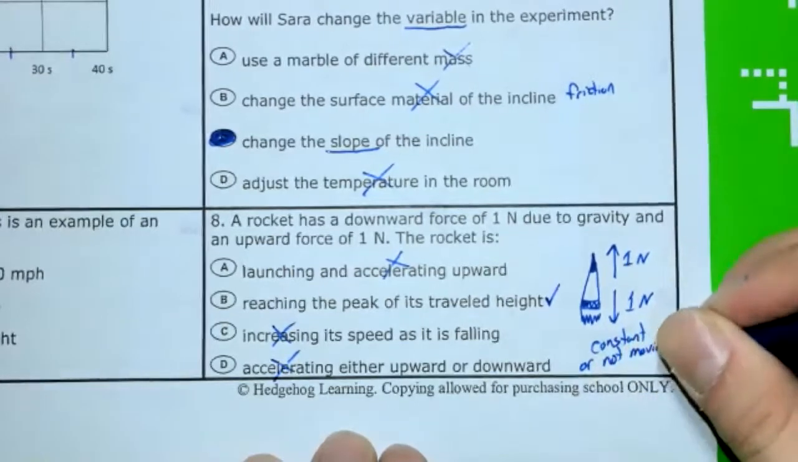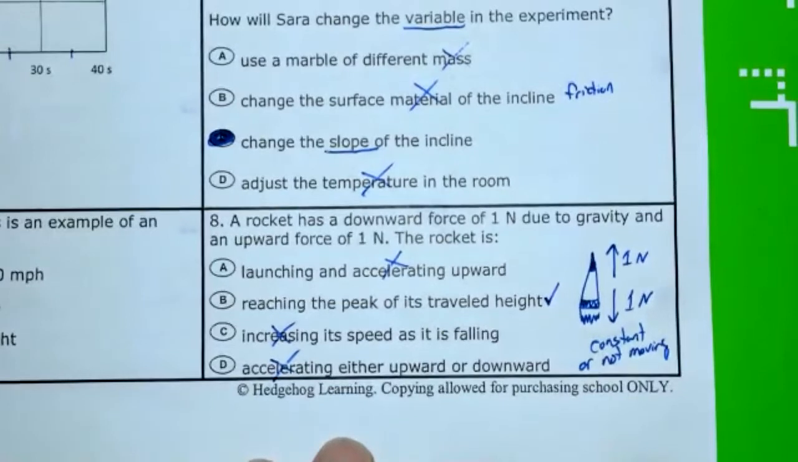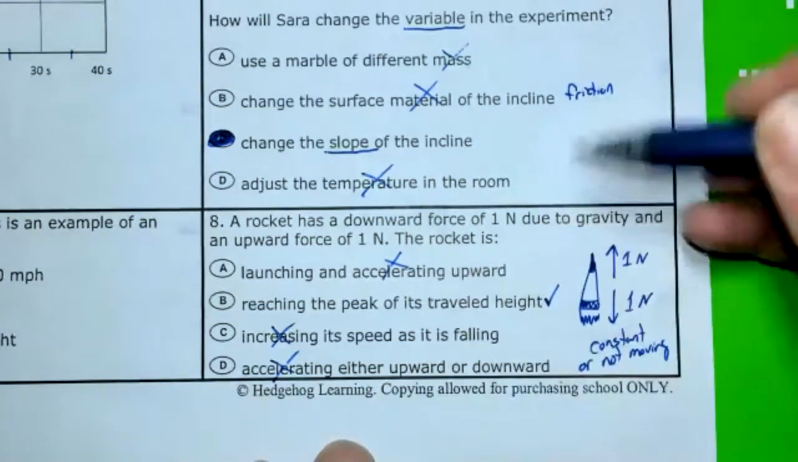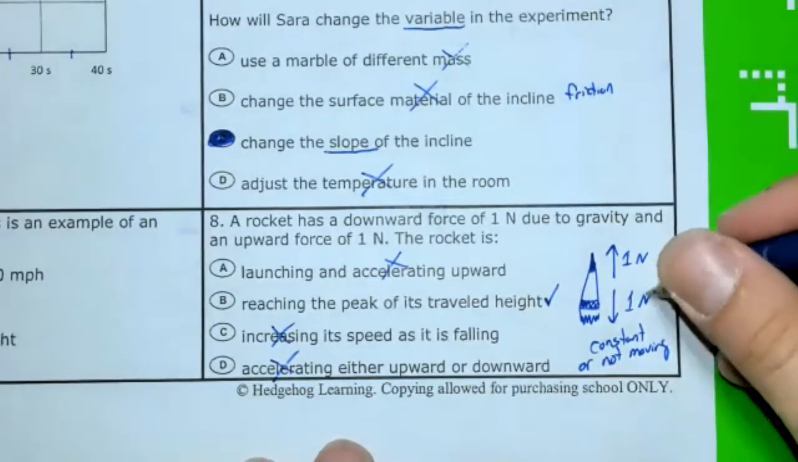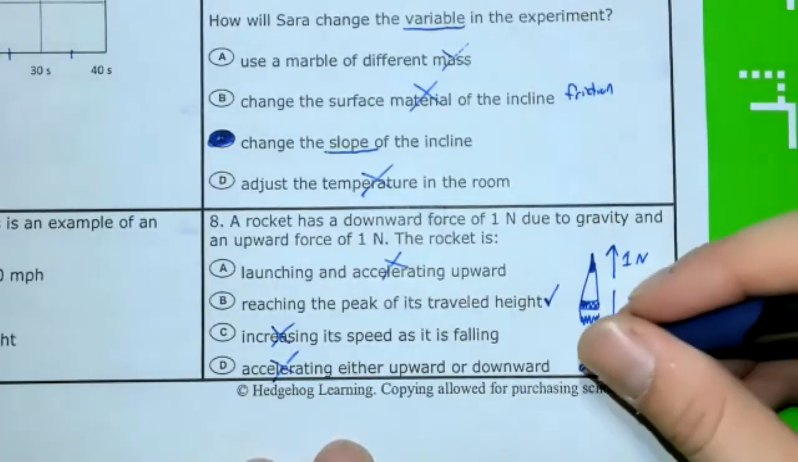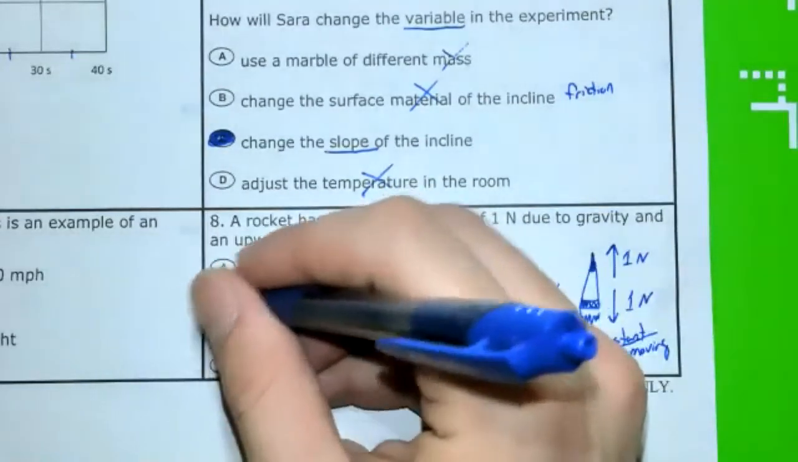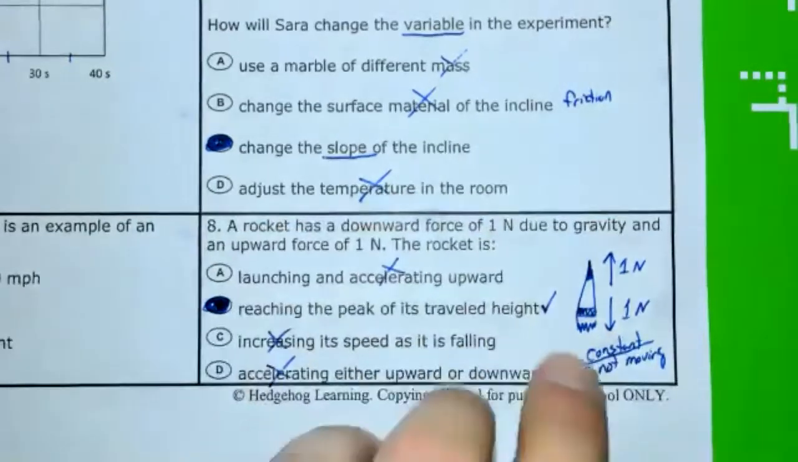Maybe it was sitting on the ground, hadn't even launched yet. Because if it's pushing up with 1 newton, it's not sinking into the ground, or the ground's pushing up with 1 newton. So maybe the ground was pushing up with 1 newton and gravity was pushing down. But since it's 1 newton up and down, constant or not moving. But we know that it's constant. Okay, so B. Good.